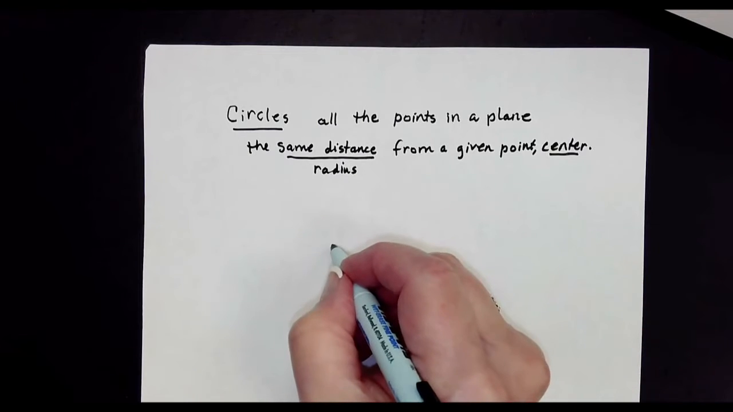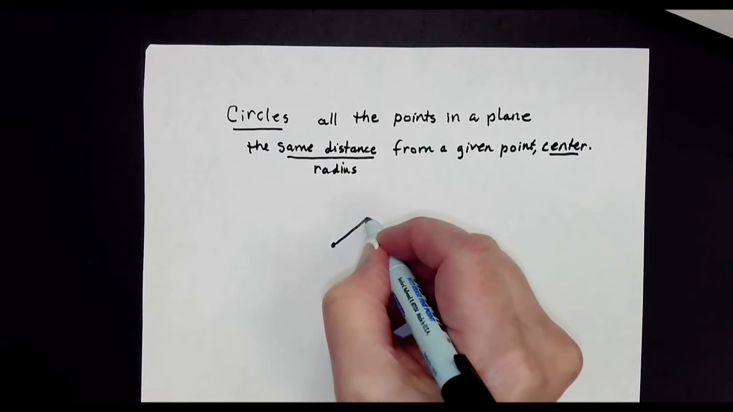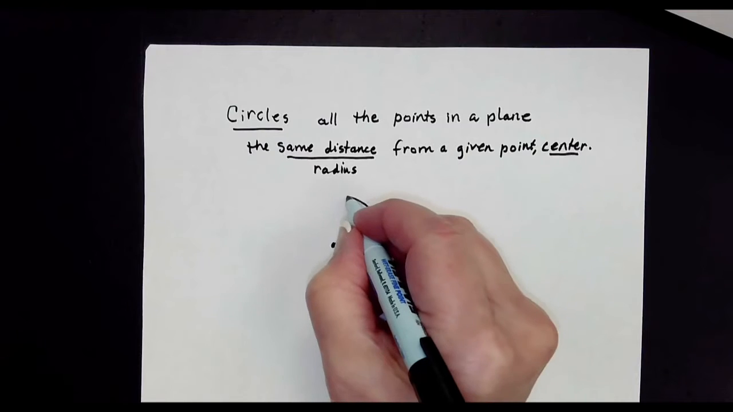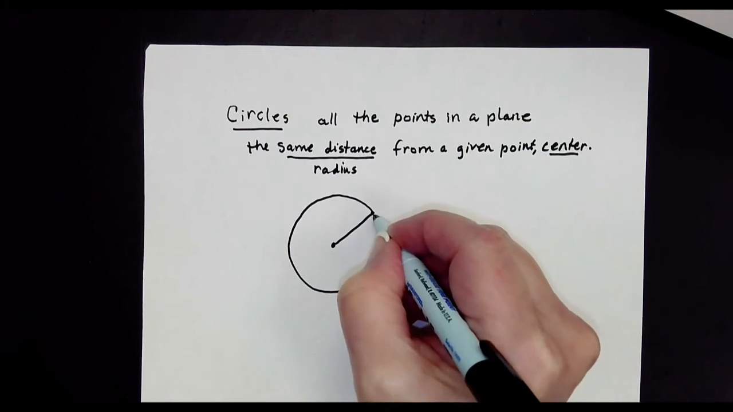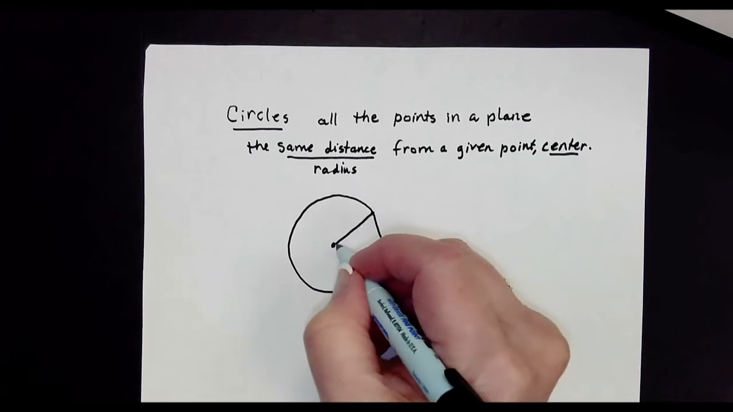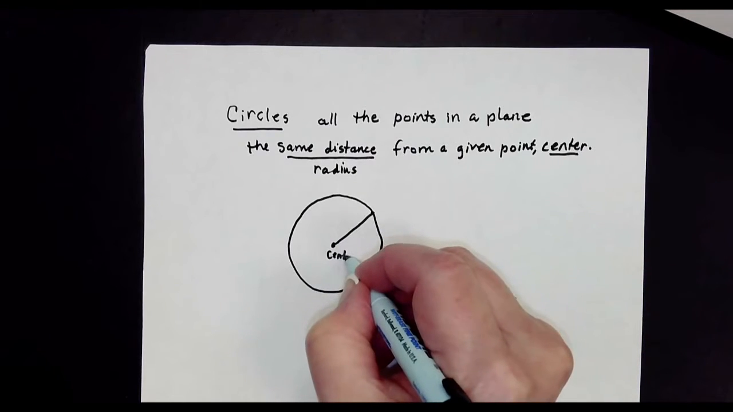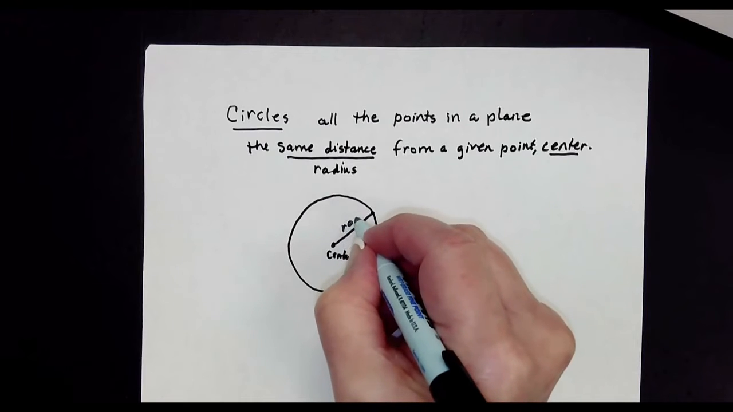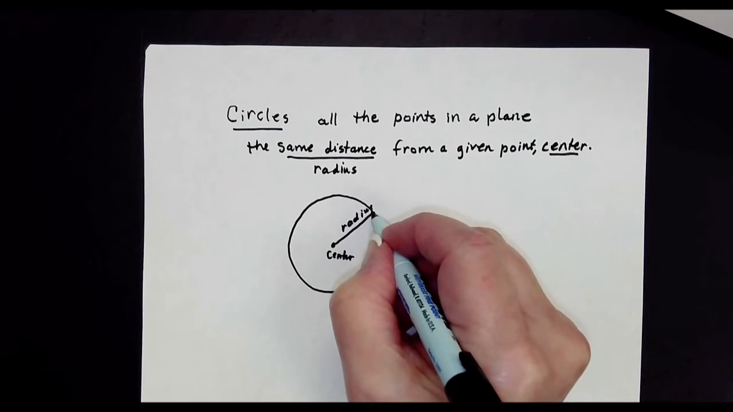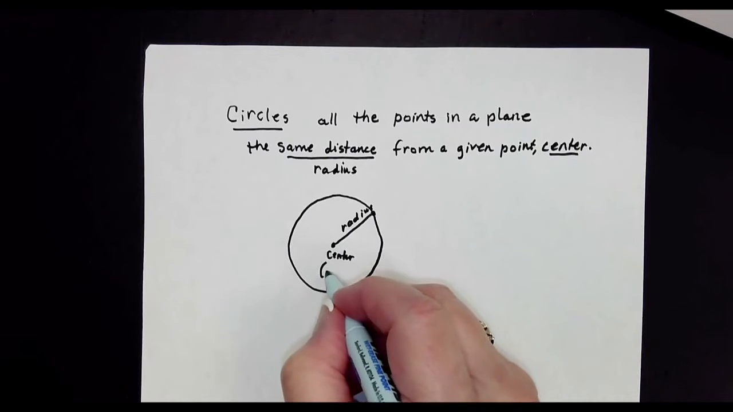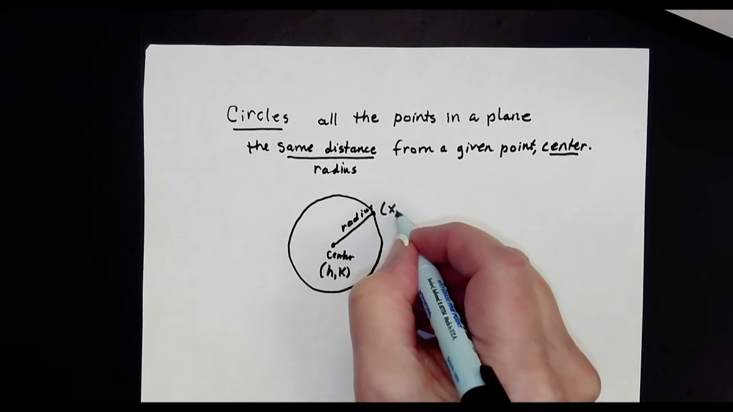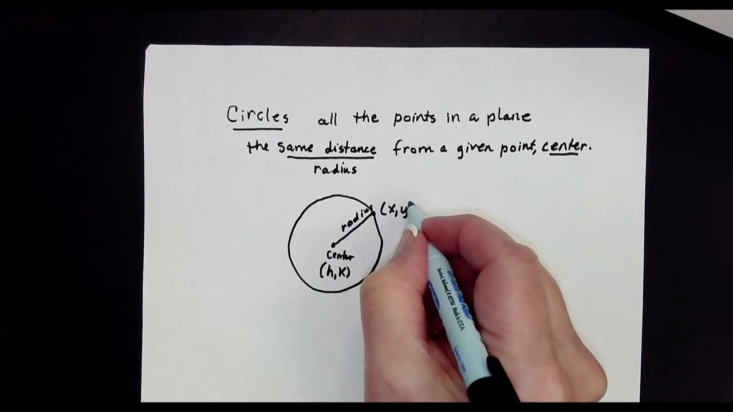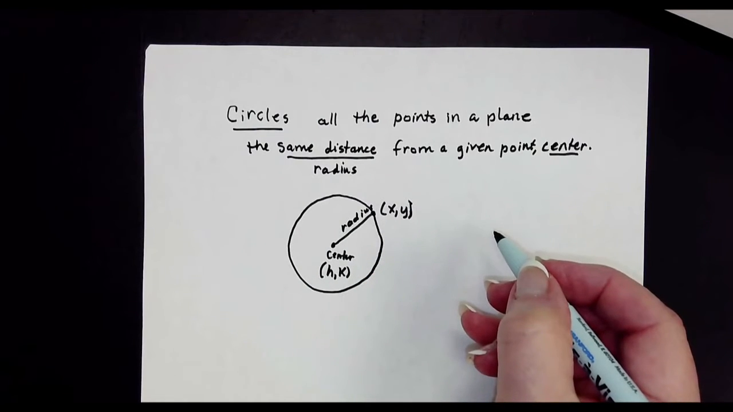Okay, so we're looking at a point for the center, the distance for the radius, and we measure that same distance all the way around. All these are points to make ourselves a circle. So this is the center, radius. Now, the center is going to have the ordered pair (h, k), and a point on the circle is going to have the ordered pair (x, y). So circles are all the points in the plane, the same distance from a given point.